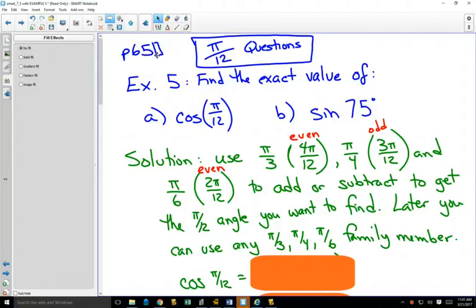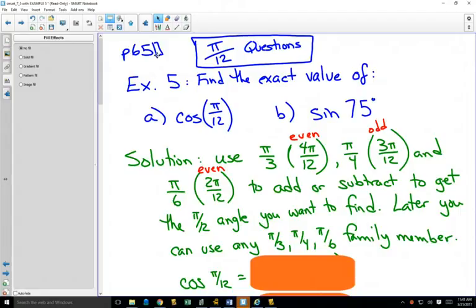If you take pi over 4 minus pi over 6, that would be 3 pi over 12 minus 2 pi over 12. That would give you 1 pi over 12. Can you see another one? Yeah, you could do the 4 pi over 12 minus the 3 pi over 12. So there's more than one way that you can often come up with an angle. And we're going to find out that there's lots of ways you can come up with the angles. Because you are not restricted only to use the three that are here, but we're going to later use any pi over 3, pi over 4, or pi over 6 family member.